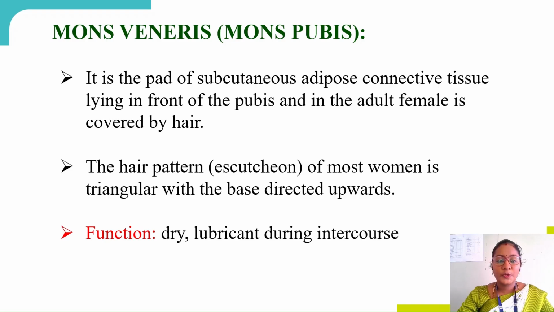So first one is the mons pubis, also known as the mons veneris. It is the part of subcutaneous adipose connective tissue lying in front of the pubis, that is parallel to the pubic symphysis. And in the adult female it is covered by hair. So that hairy part is known as the escutcheon. In most females it is triangular in shape with the base directed upwards. So obviously the apex will face downwards. Functionally it is a dry part and a lubricant during intercourse.